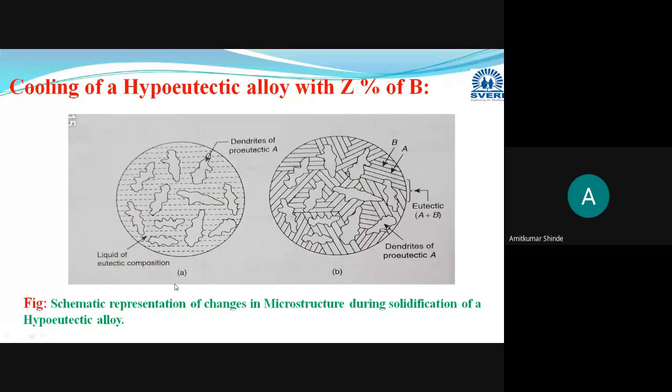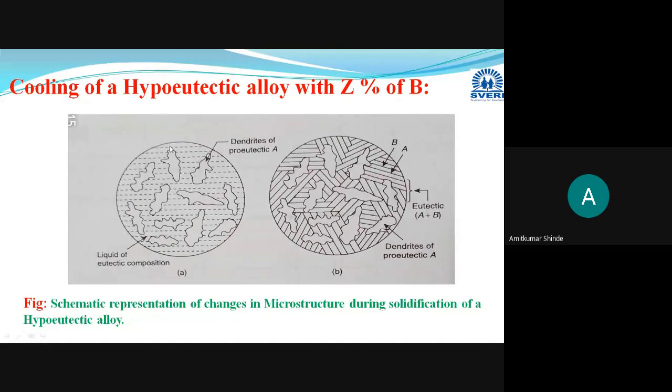This diagram A will indicate the microstructure in the region 2 to 3: liquid plus proeutectic A, which is also termed free or primary A. And why is it termed proeutectic A? Because it is separated before the actual eutectic transformation. These microstructural changes are for region 2 to 3. Then this diagram B will indicate the microstructural changes occurring in the region 3 to 4.